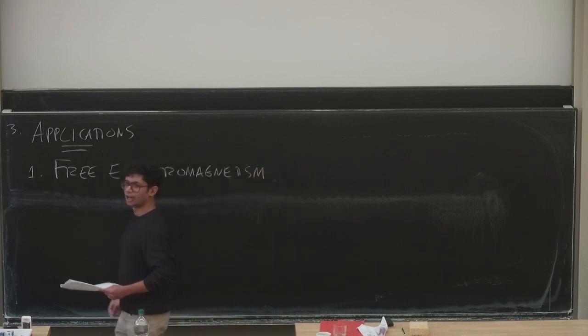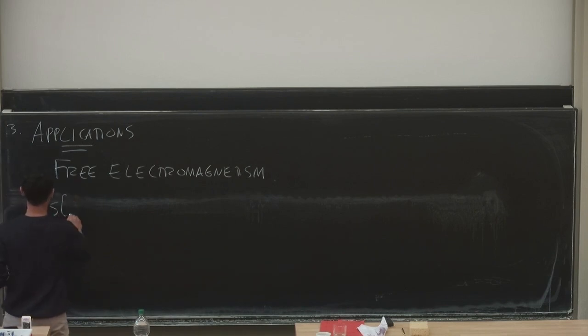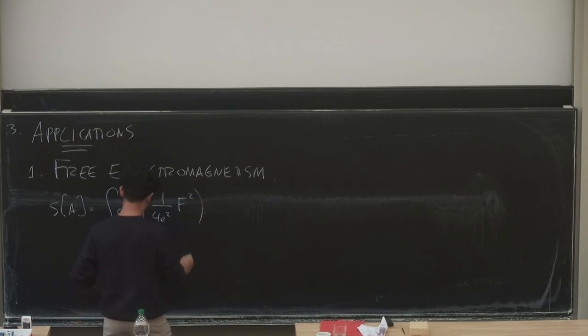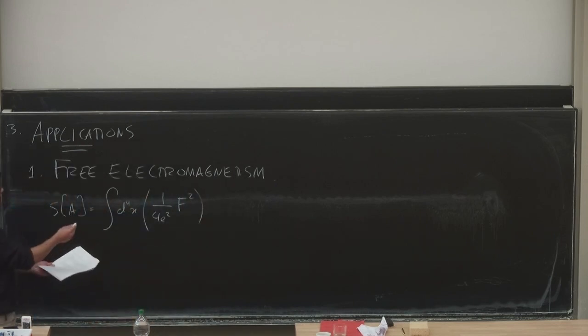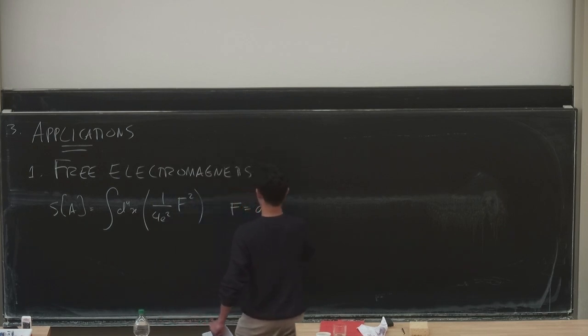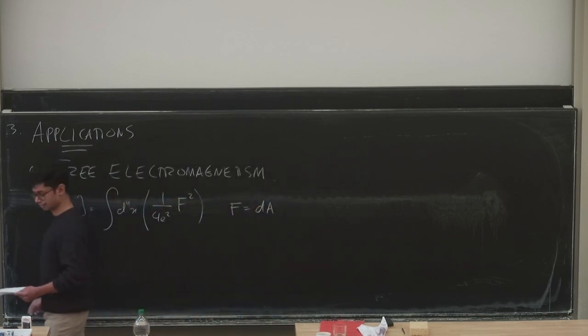Who would have known: free electromagnetism with no matter. So the action is S[A] = ∫ d^4x (1/4e²) F², where F is the field strength tensor for my gauge field A. This is the thing we're going to study first. As I mentioned earlier, this has two one-form symmetries.